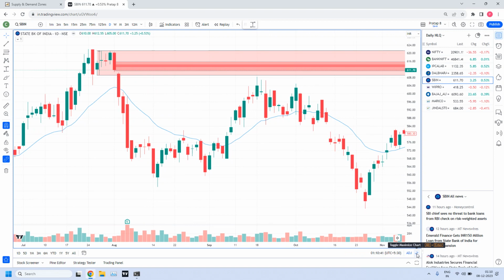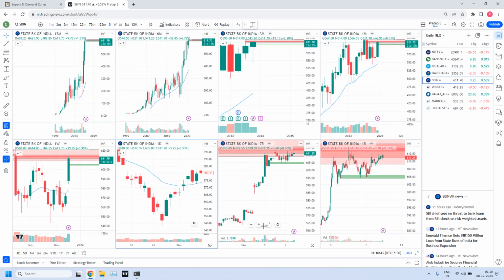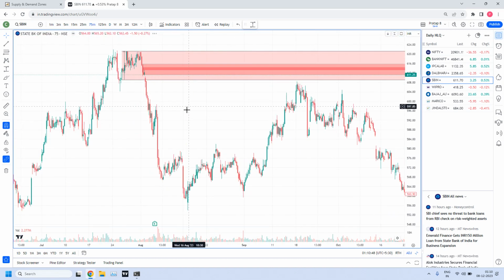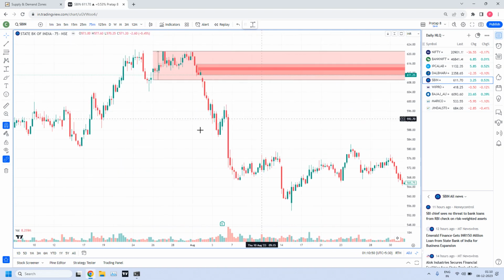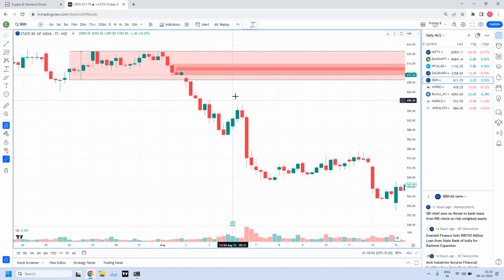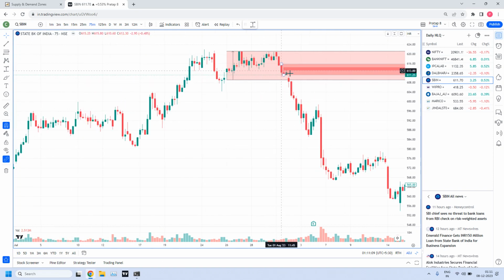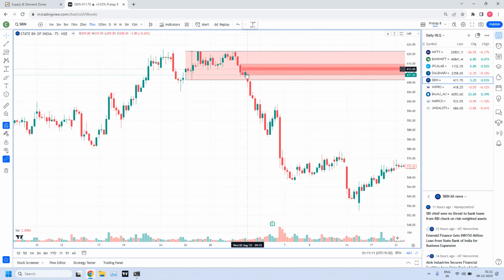Always we go one step lower, that is the 75 minutes time frame. In the 75 minutes time frame, you need to identify a fresh zone, a 75-minute zone. Okay, this is a 75-minute zone. We have a drop, 2 base candles, and again a drop candle. This is a hidden candle with hidden body. And we have a follow-through candle, again one more follow-through candle.